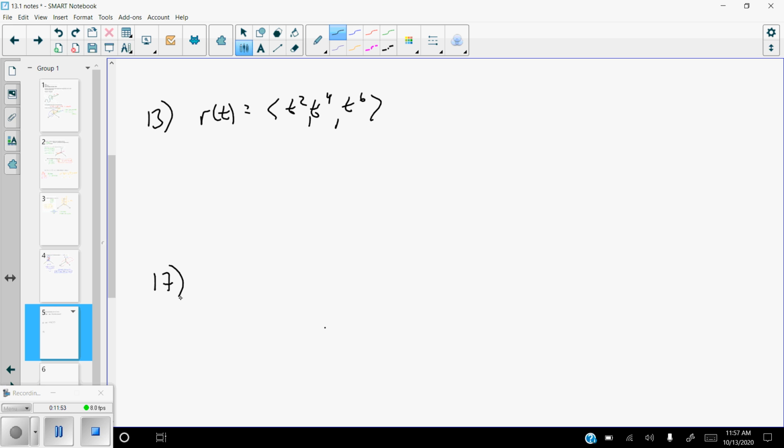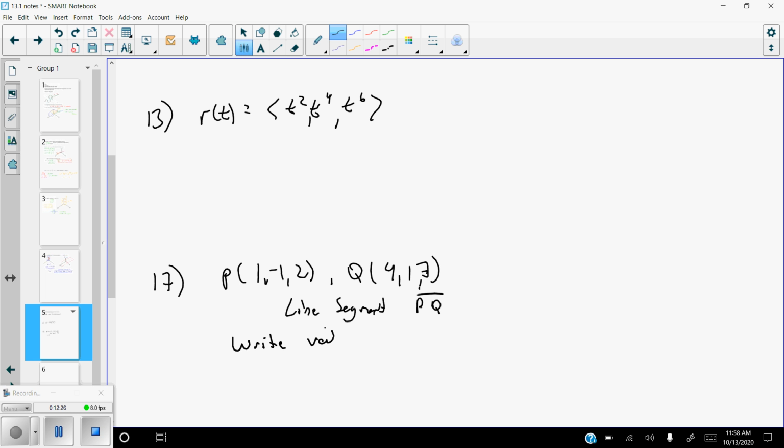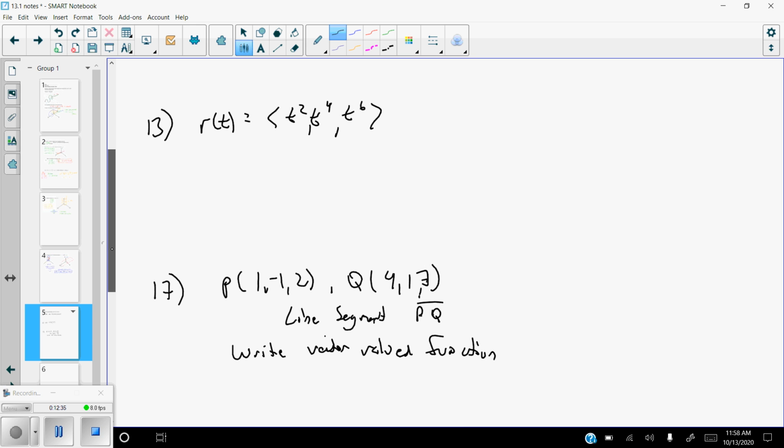And I'm going to abbreviate this with, so 17 gives us 2 points. It gives us point P, (1, -1, 2), and point Q, (4, 1, 7). We want to write the vector valued function that's going to be created between that line segment. So we're going to say that we have a line segment between P and Q. So let's write the vector valued function created by that line segment. All right, so those are the 3 things that we'll do.